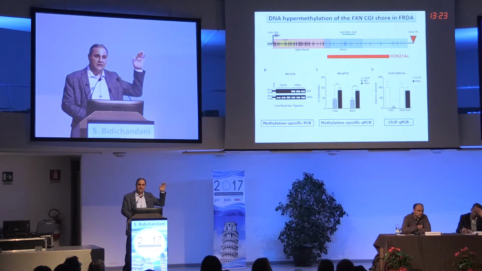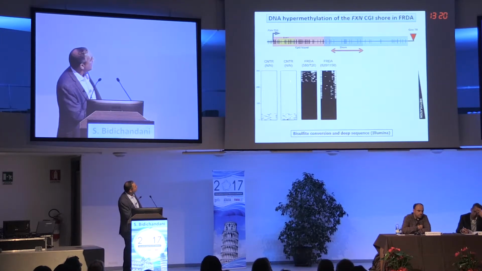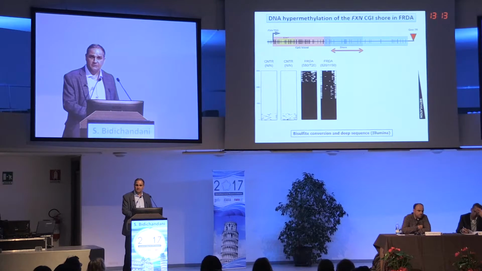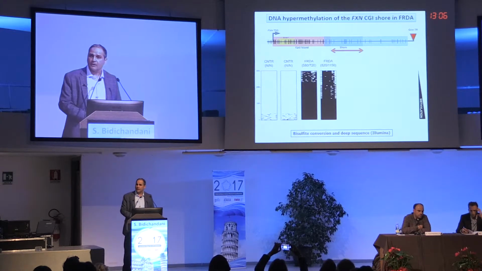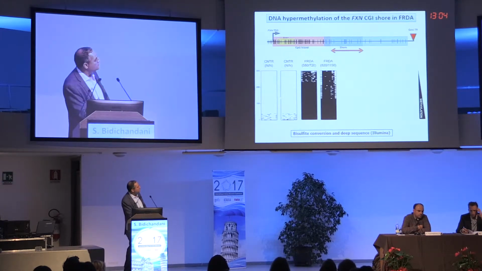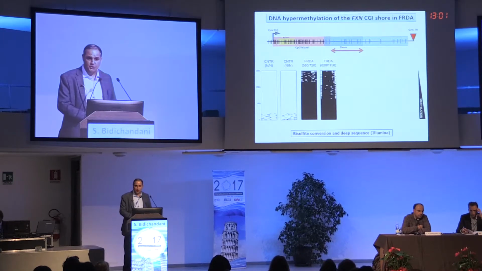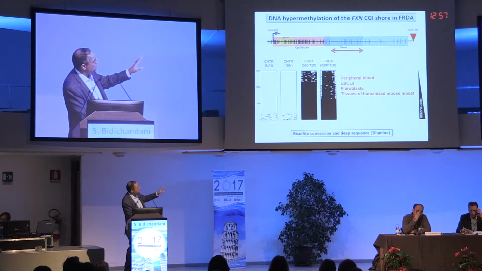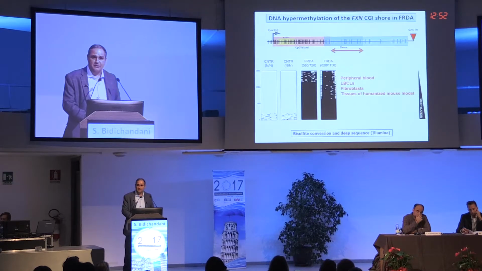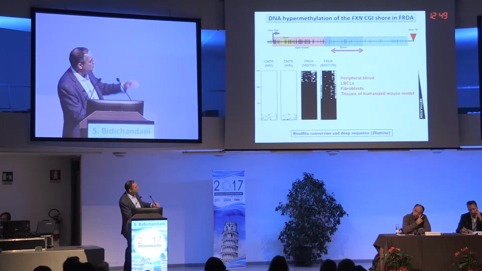So now I'm going to show you deep sequencing of this, okay? And what you see here, now this is the shore region, and here are people who don't have the GAA expansion, so no methylation. And these are people who have expansions, and I'm showing you the expansion lengths here. So this is a day and night difference in terms of the methylation pattern within the shore. What I'm showing you right now is lymphoblastoid cells. We've done it in peripheral blood, fibroblasts, and tissues from the humanized mouse model, which is from Mark Pook's lab, and I'll show you that in a second.